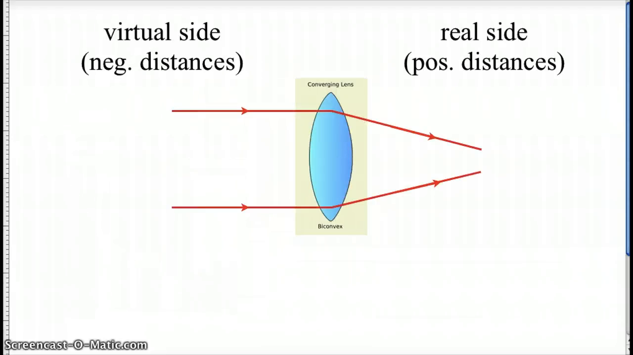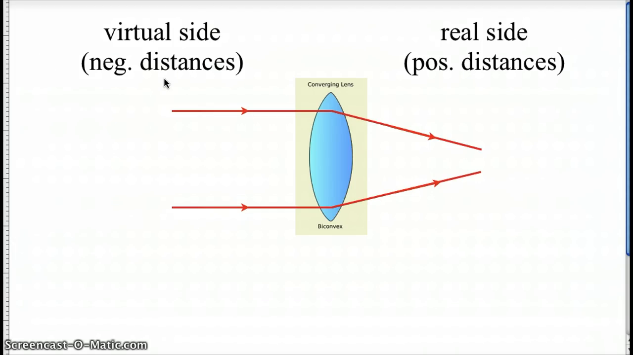equation. And so, for this lens, I want to define two different sides and talk about the sign conventions that we use. So we have light coming into the lens from the left and going out of the lens to the right. The side that the light comes in from, we call the virtual side, and the distances on this side are going to be negative distances.